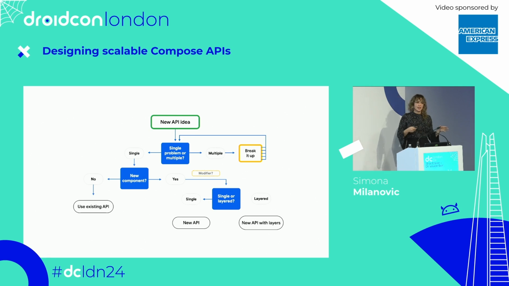If we do decide that we don't need any additional variations, then we obviously look into creating this new API. But if our designers or we ourselves have decided that we do need layers on top of this, then we go into the step of creating these individual layers separately.